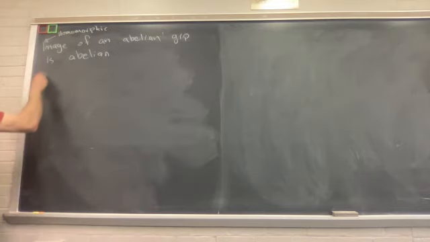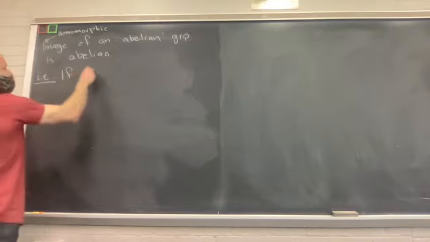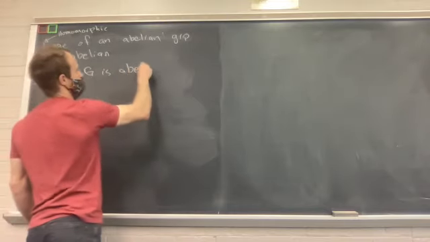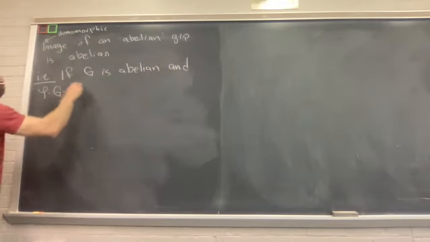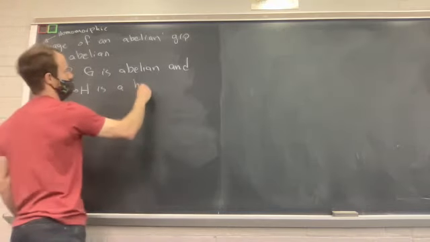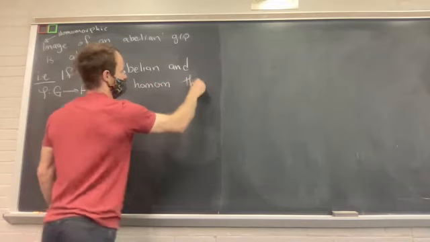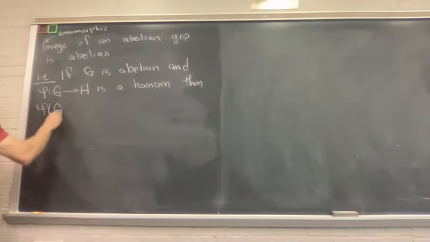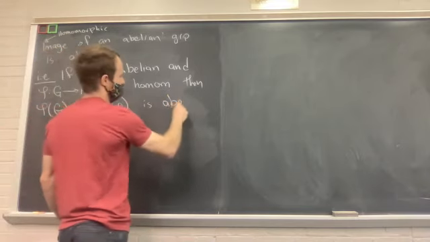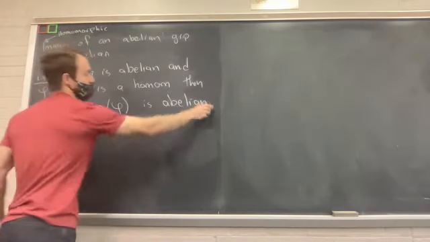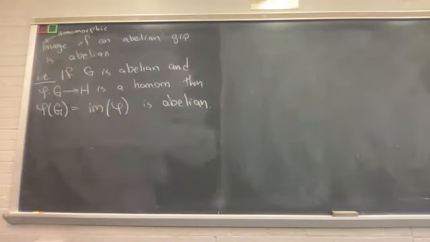So maybe say it like this, i.e. if G is abelian and phi from G to H is a homomorphism, then phi of G, which you can also write as the image of phi, is abelian. So the range or the image is abelian. It doesn't say anything about the codomain. Notice that the codomain is all of H. That could definitely be non-abelian, right? Because we could miss lots of stuff.